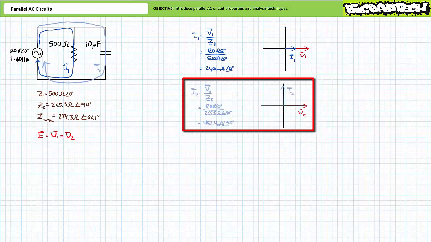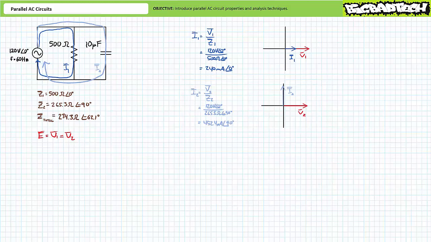An application of Ohm's law for capacitive impedance Z2 demonstrates I2 to be approximately 452.4 mA at an angle of 90 degrees. The phasor diagram demonstrates current through capacitive impedance Z2 leads the voltage across it by 90 degrees. Note the parallel impedance with the largest magnitude, in this case resistive impedance Z1, draws the smallest amount of current. Conversely, you'll know the parallel impedance with the smallest magnitude, in this case capacitive impedance Z2, draws the largest current magnitude of 452.4 mA. Let's now examine source current.